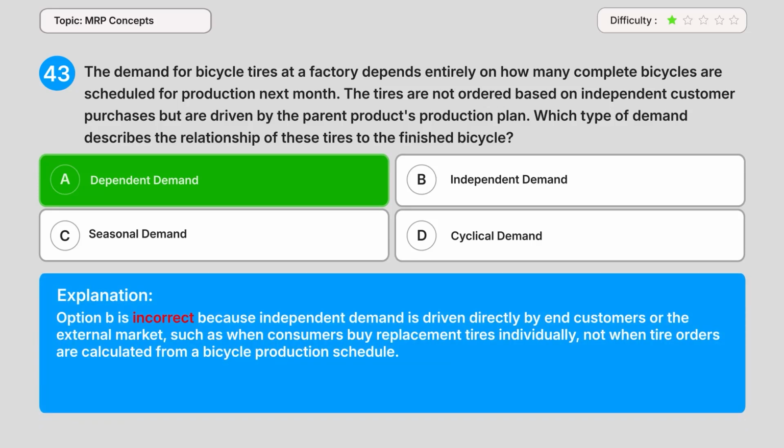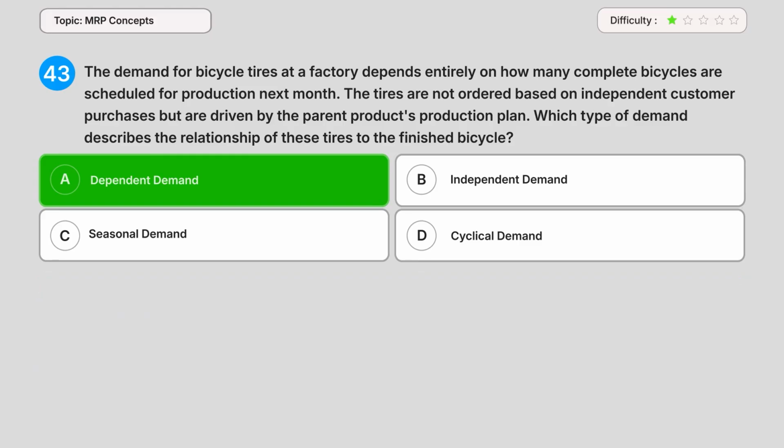Option B is incorrect because independent demand is driven directly by end customers or the external market, such as when consumers buy replacement tyres individually, not when tyre orders are calculated from a bicycle production schedule.